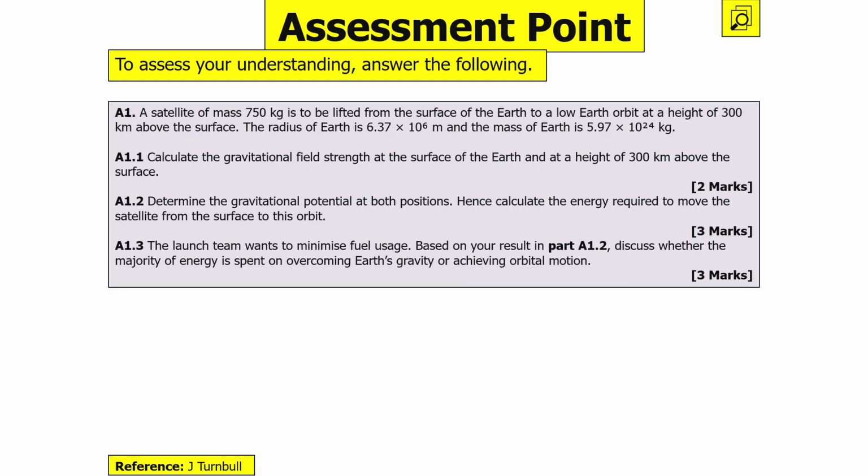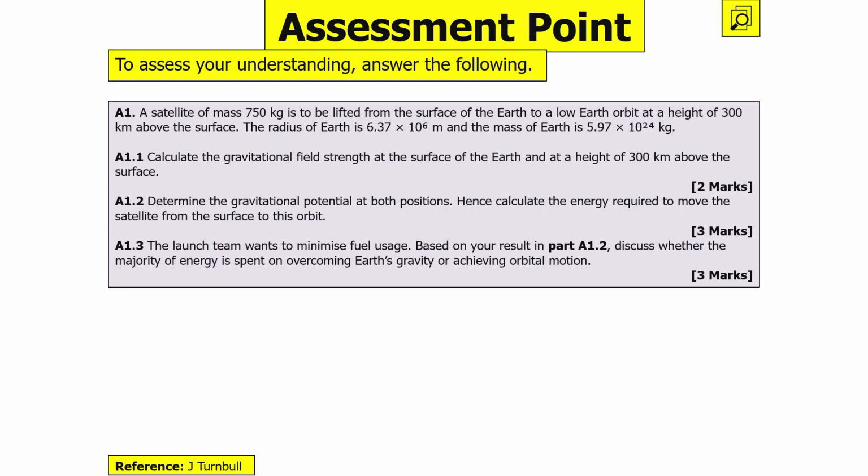Calculate the gravitational field strength at the surface of the Earth and at a height of 300 kilometers above the surface. Determine the gravitational potential of both positions and hence calculate the energy required to move the satellite from the surface to this orbit. The launch team want to minimize fuel usage. Based on your result for part A 1.2, discuss whether the majority of the energy is spent on overcoming the Earth's gravity or achieving orbital motion.